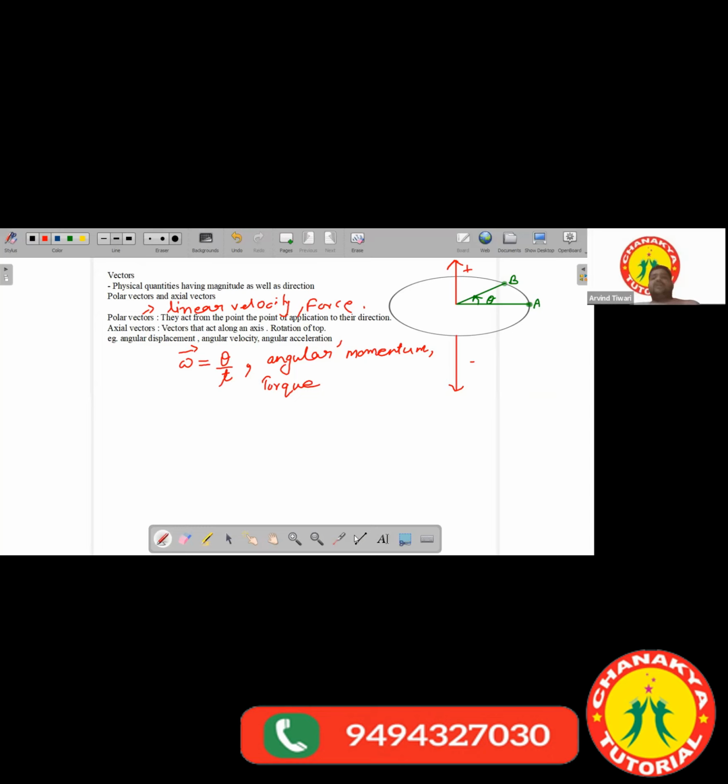As you know, vectors have a direction, and hence if you have to add two vectors or subtract two vectors, our rules of algebra do not work there. Okay. So Dhananjay, I hope you will pay attention. We have just discussed polar vectors and axial vectors.